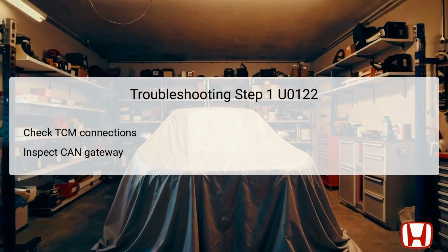The first troubleshooting step involves examining the connections to the Transmission Control Module, TCM, and the CAN gateway. Poor or corroded connections can lead to communication issues, which is essential for the CAN system's reliability. While inspecting, ensure that all connectors are securely fastened and free of debris. Verify that the wiring harnesses are in good condition, without noticeable wear or damage. Any such physical abnormalities might hinder the CAN's ability to transmit data.